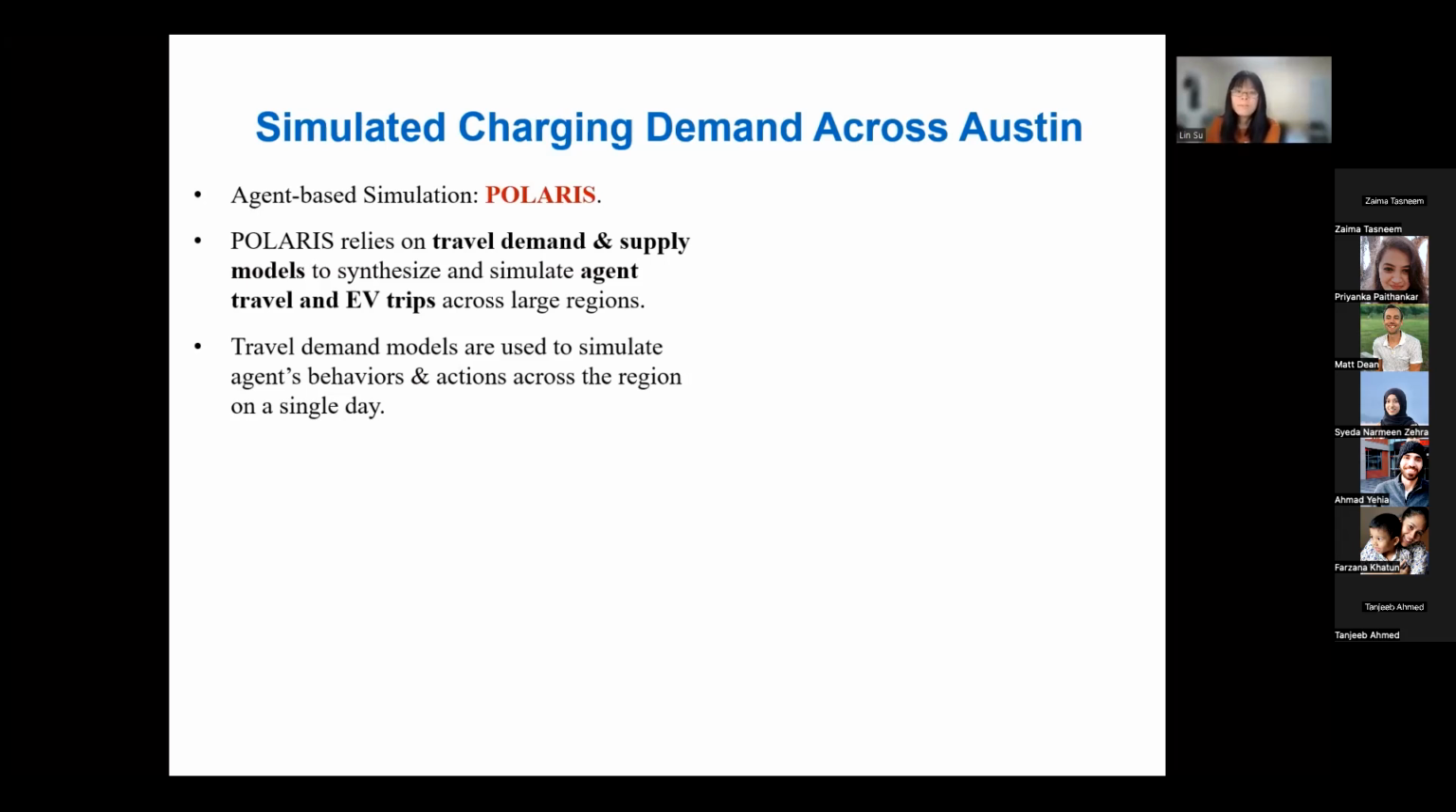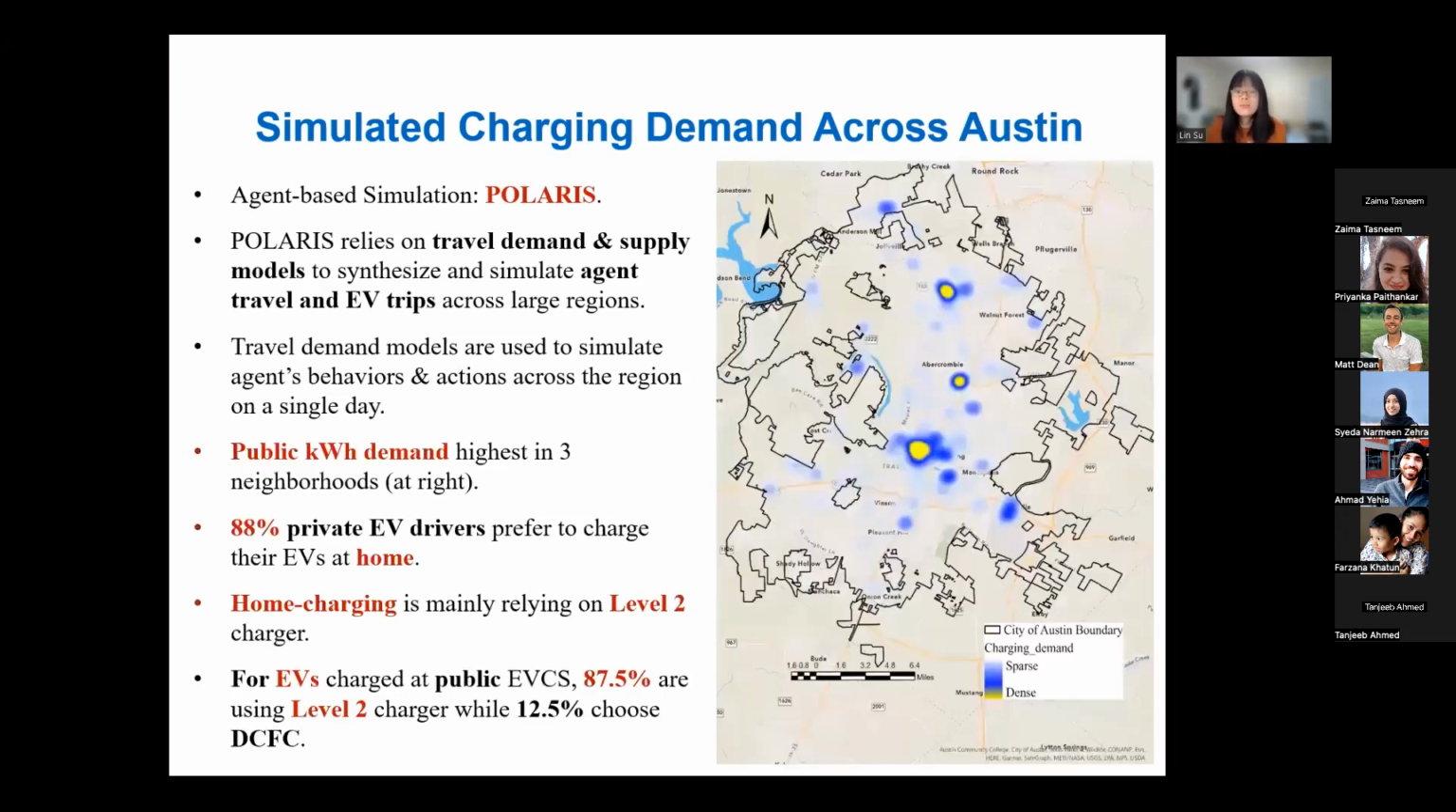Taking the charging demand derived from the charging behavior simulation, the right figure visualizes the EV charging demand within the city of Austin. Three neighborhoods demonstrate a notable concentration of charging demand. That's downtown and Central Austin, the intersection of Highway I-35 and US 290, and the Domain area. In addition, parking lots attached to Austin International Airport also present a relatively high charging demand.